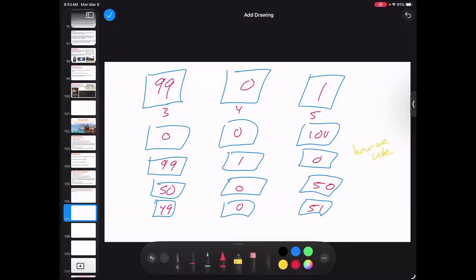do you want the folders? Need the folders? Okay, perfect.